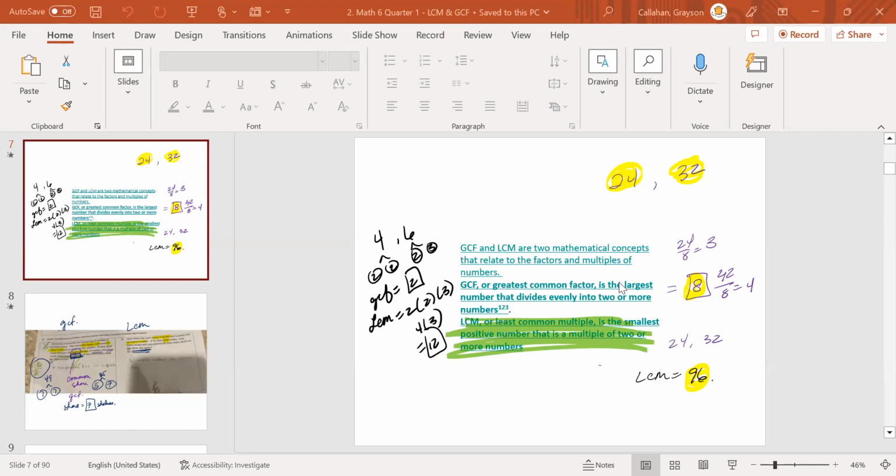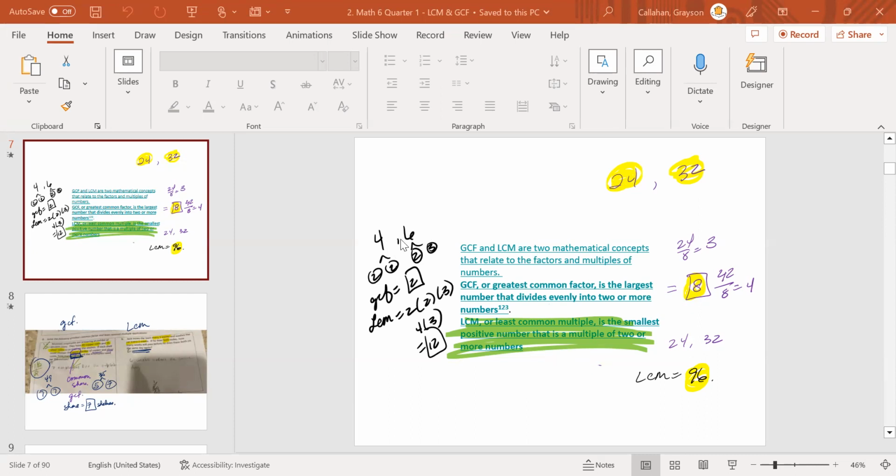Greatest common factor is the largest number that divides evenly into 2 or more numbers. Lowest common multiple is the smallest positive number that is a multiple of 2 or more numbers. So even with the name greatest common factor, you think about a large number, but it's actually the opposite. It's the biggest small number that can divide into 2 numbers, right? If you're dividing something, it's going to be a small number. Least common multiple means multiply, so it's the number that 2 numbers can multiply up to and equal, okay?